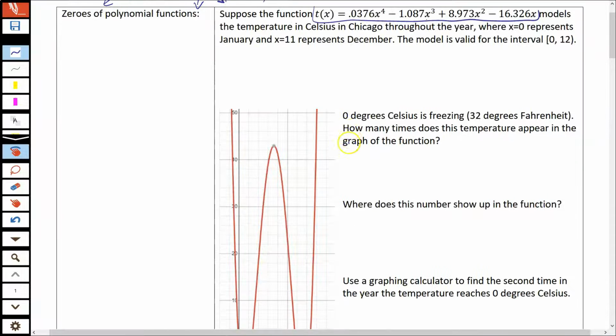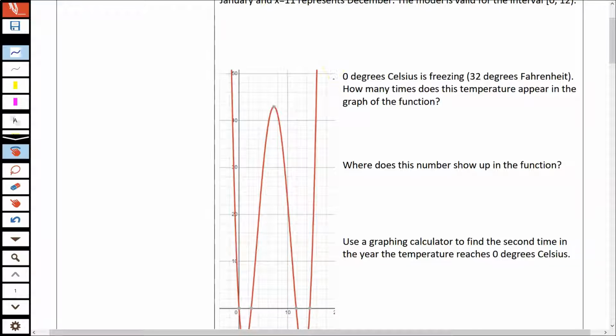So here's the graph. This is obviously sort of an ugly function. It's got all these decimals in there. Here's the graph of that function. 0 degrees, so degrees is the y-axis, of course. 0 degrees is freezing, so it's 32 Fahrenheit. This is in Celsius. 32 is like cold, but not too cold.